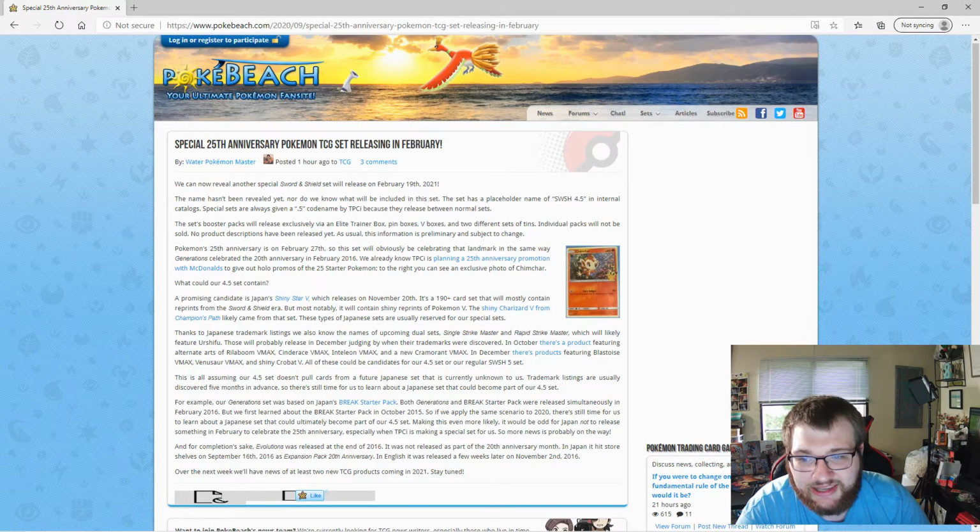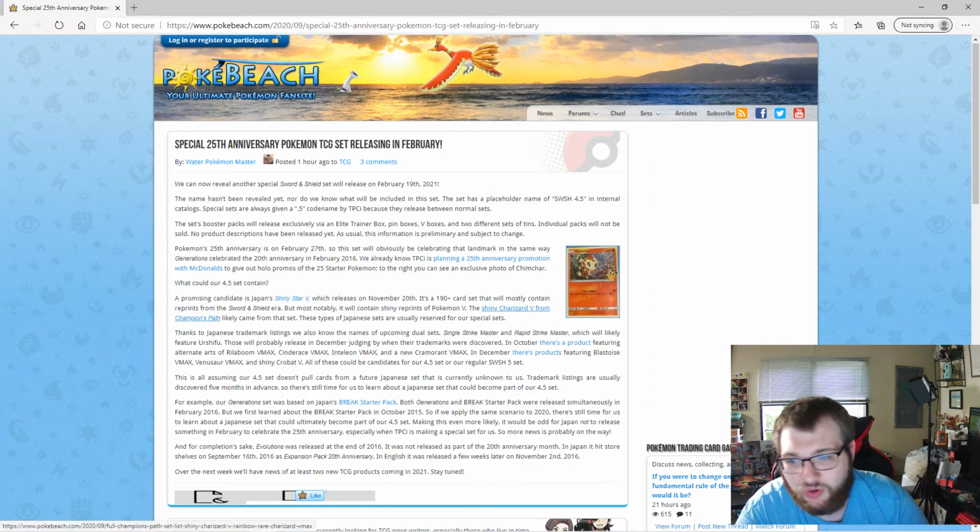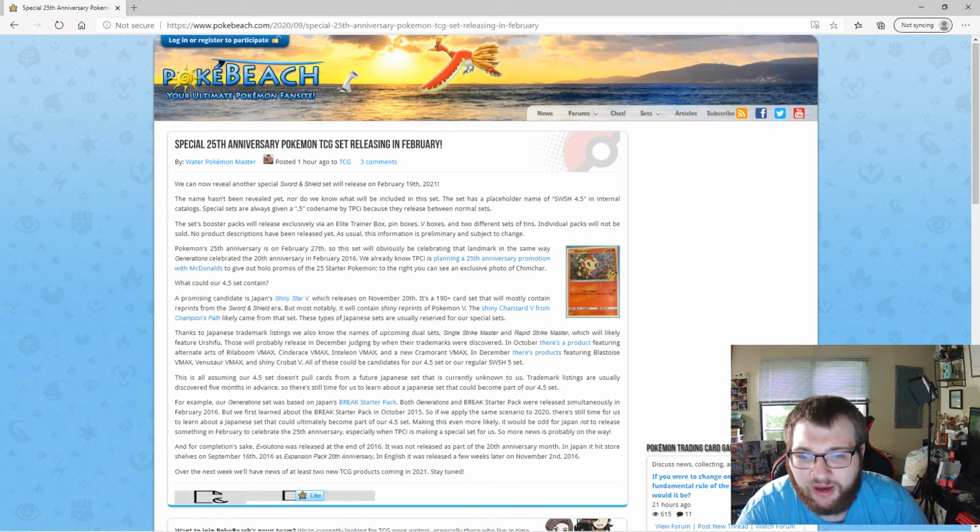So what could be in this set? Basically what they say is they don't know yet. A promising candidate is Japan's Shiny Star V, which releases on November 20th. It's a 190 card set that will mostly contain reprints from the Sword and Shield era, but most notably it will contain shiny reprints of Pokemon V. The Shiny Charizard V from Champion's Path likely came from that set. These types of Japanese sets are usually reserved for our special sets. Now, I don't think there's going to be a shiny Charizard in this set. There might be, I don't know. But just because we're getting it in this, that's going to be a little bit of a change, I think, to the way the set is going to work in Japan and America.